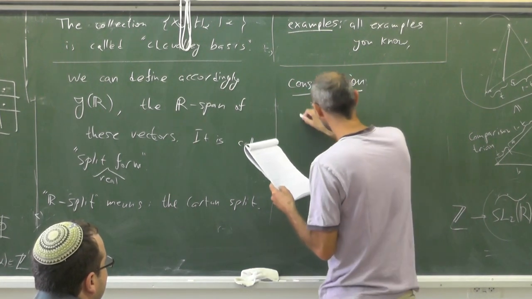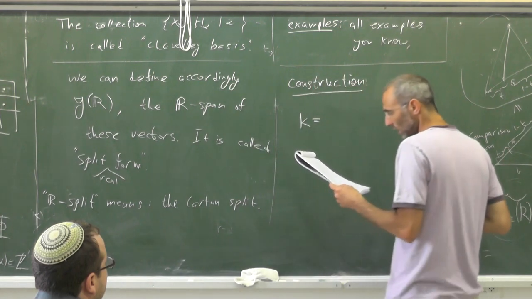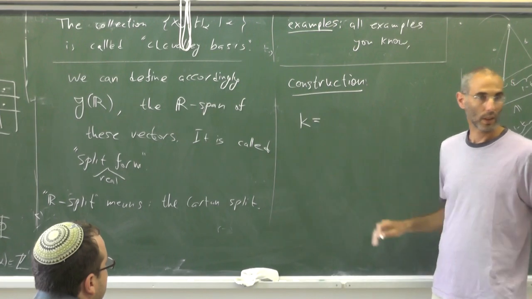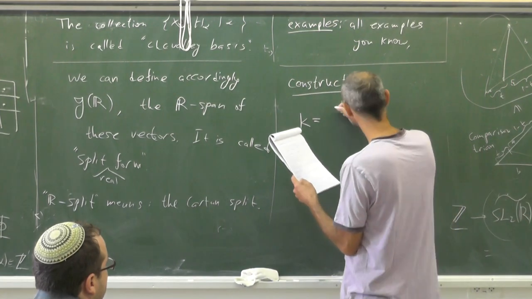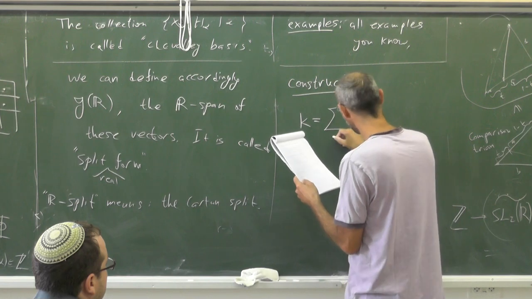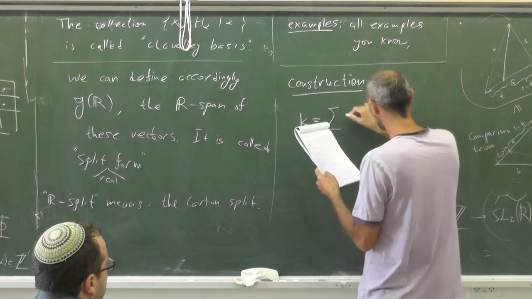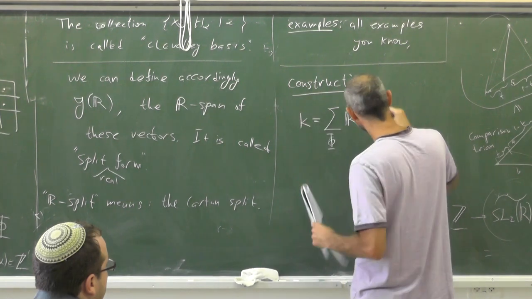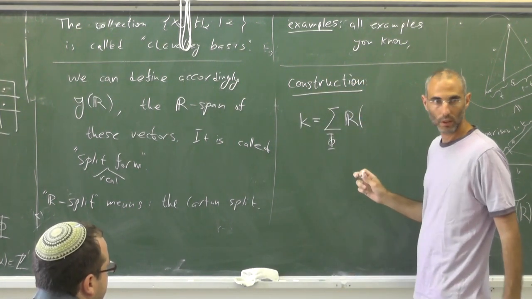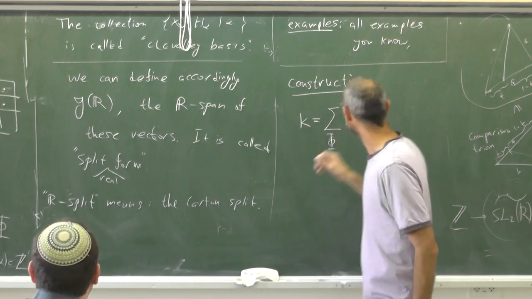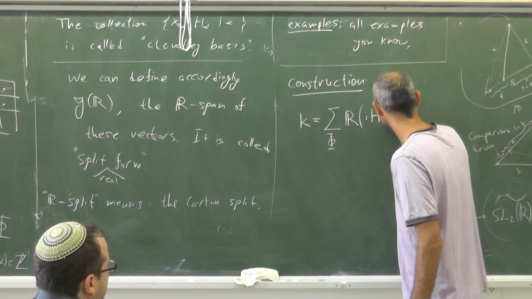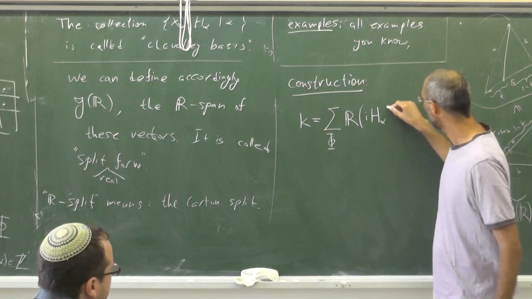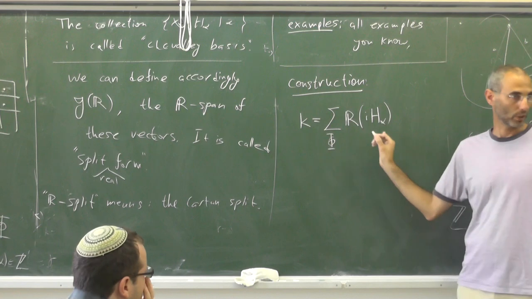I will define K to be, now I'm defining a vector space. I will take the sum over my system of all, so I'm taking what is spanned not by the H alphas, otherwise I will get G_R, but by the i H alpha. So inside my complex Lie algebra, I'm taking those imaginary vectors.